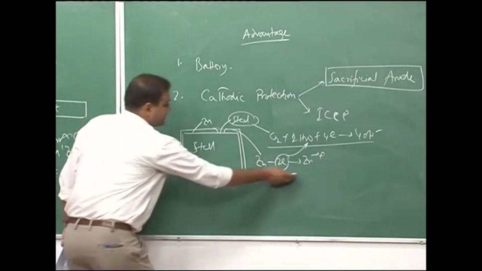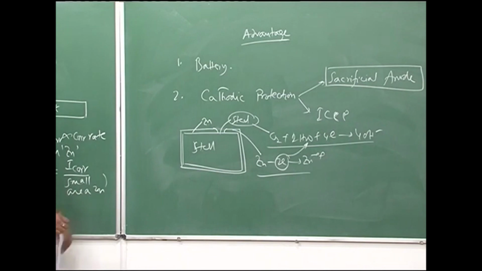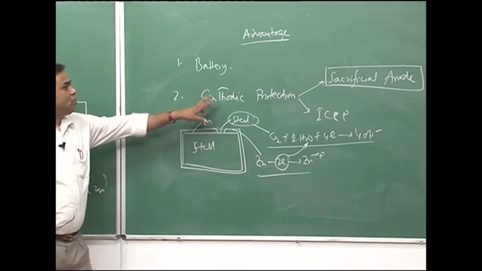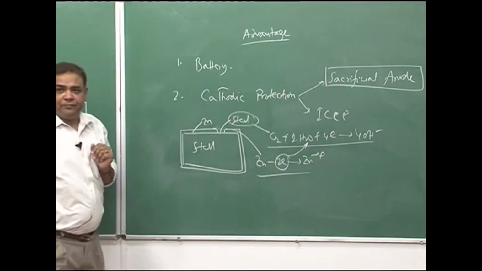So, this is my anodic reaction. Zinc is sacrificing itself and it is protecting the steel surface, and this is giving rise to one particular mechanism for cathodic protection, that is sacrificial anode.